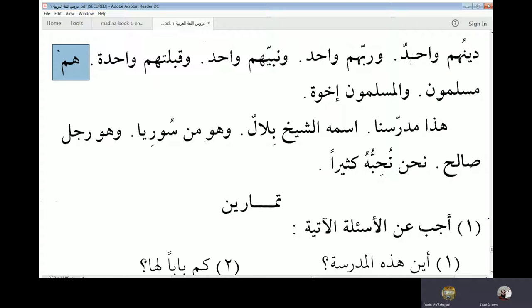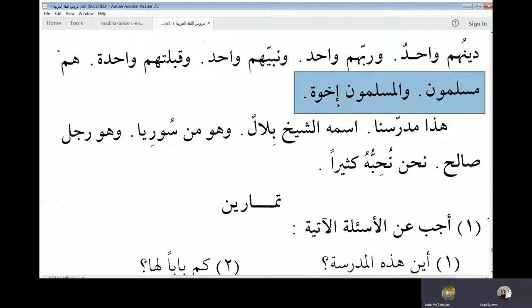Wa hum Muslimuna, wa Muslimuna ikhwatun. And they are Muslims, and Muslims are brothers. No matter, Muslims have different nationalities, different languages, different skin colors, but in reality they are brothers. Every Muslim is a brother of another Muslim. This is the meaning of this line. Their nationality, languages, and skin colors are different, but their Lord is one, their prophet is one, their direction is one, and they are brothers of each other. I like it.